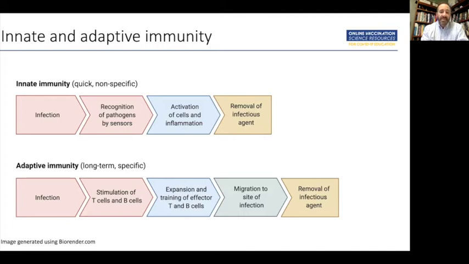They can migrate to the site of infection, where they are tasked with generating antibodies, killing cells that are infected, and also overall leading to the removal of that infectious agent. So the innate and adaptive responses can both happen in response to infection.